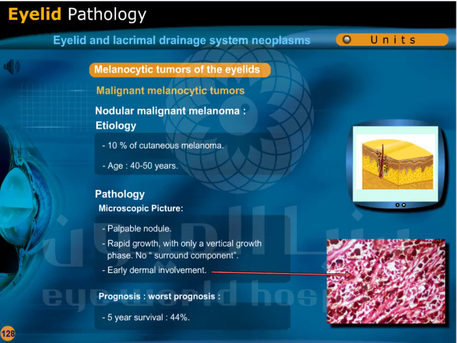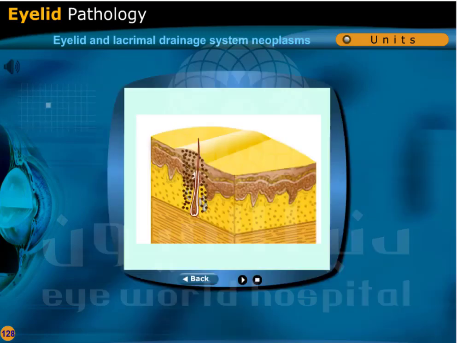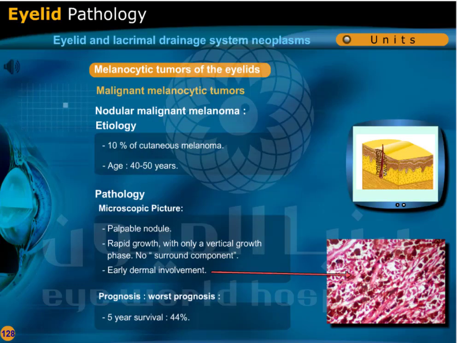Nodular malignant melanoma. It constitutes 10% of cutaneous melanoma, and the affected age is 40 to 50 years. It appears as a palpable nodule with rapid growth, only a vertical growth phase, and no surround component. There is early dermal involvement. Nodular malignant melanoma has the worst prognosis, with the 5-year survival rate 44%.